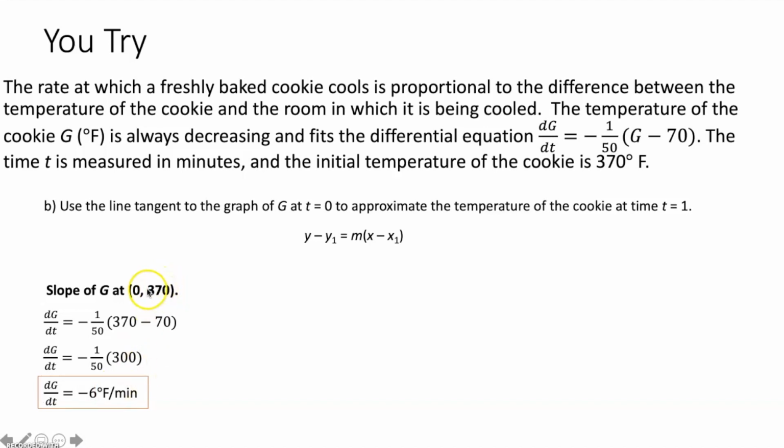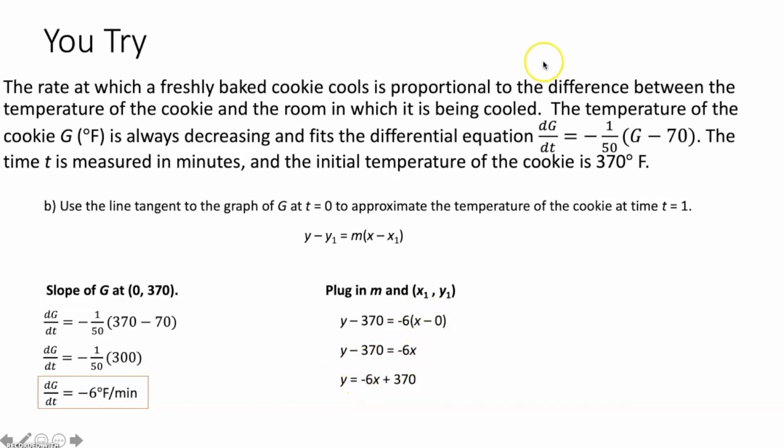So we can now use each of these things, our x sub 1, our y sub 1, and our m, our slope, in order to create the equation of the line tangent to this graph G at time t equals 0. So we plug each of those in their respective spot in point slope form. We then can solve this so that it's in slope-intercept form by distributing the -6 to the x and to the 0, adding 370 to both sides, and we now have the equation of our tangent line in slope-intercept form.